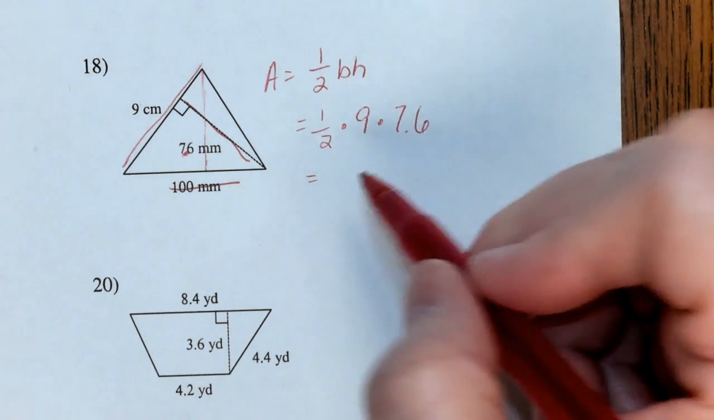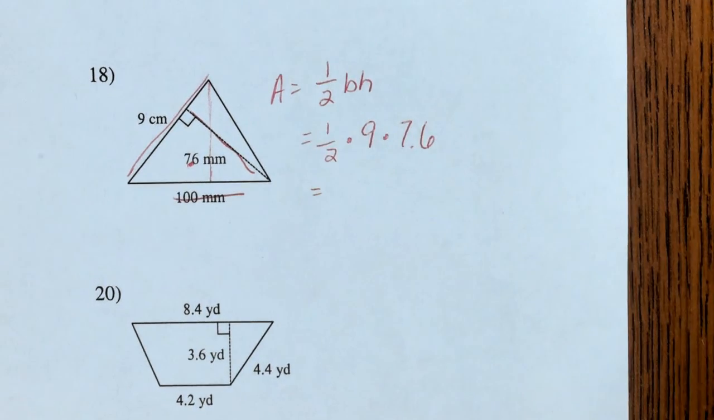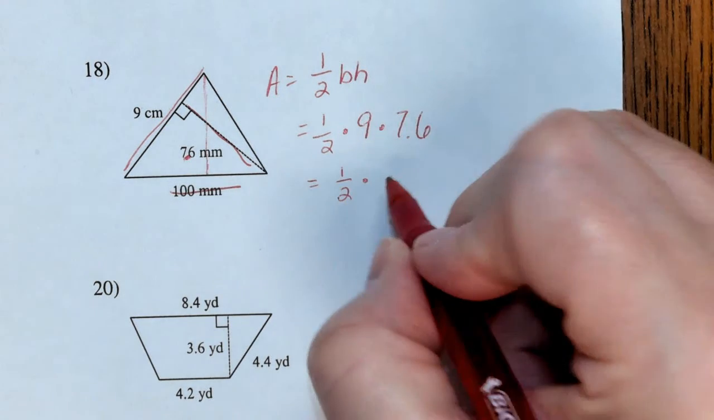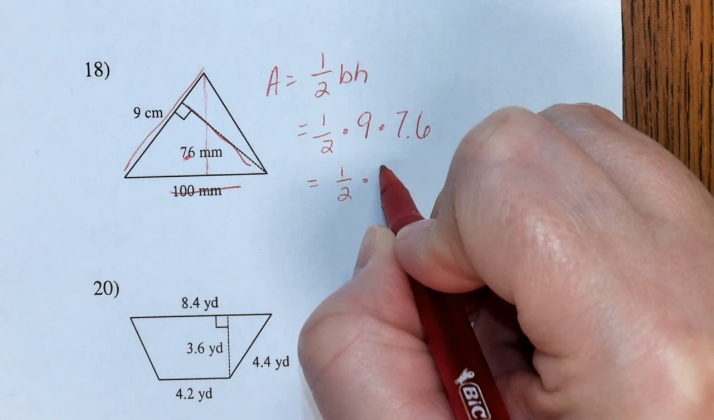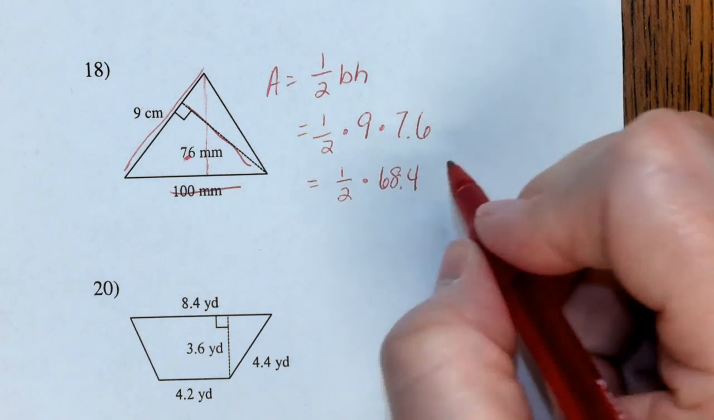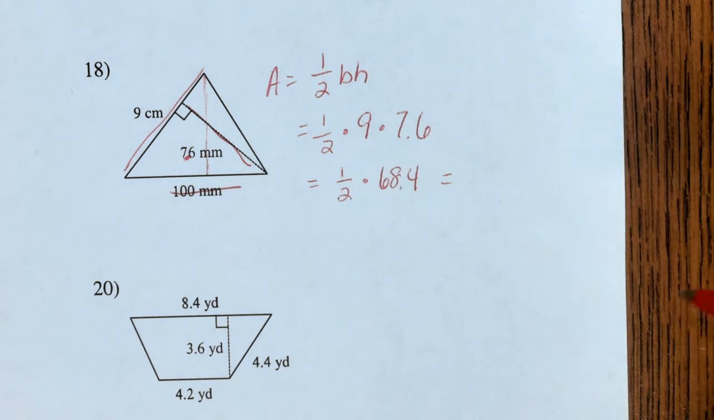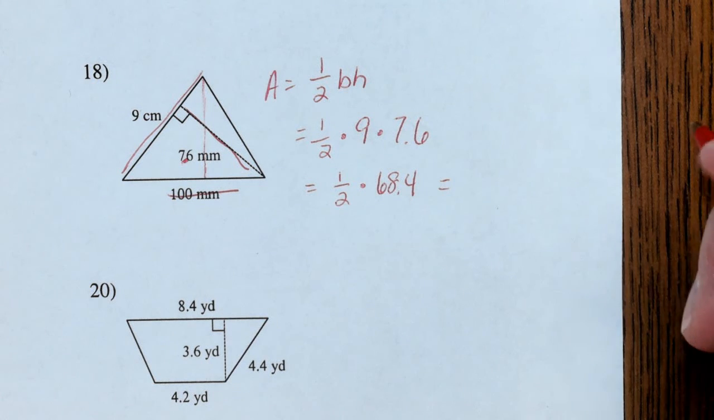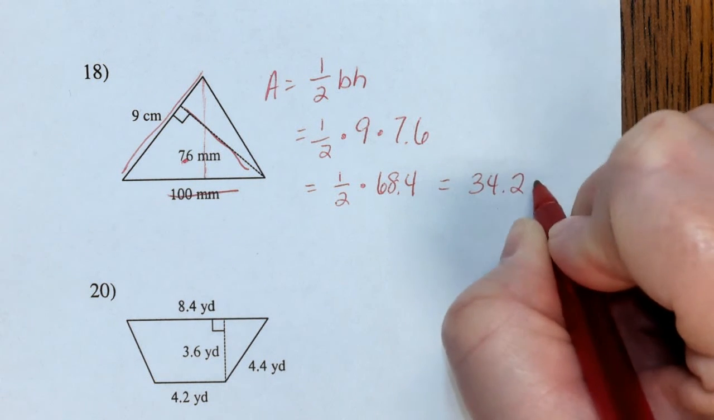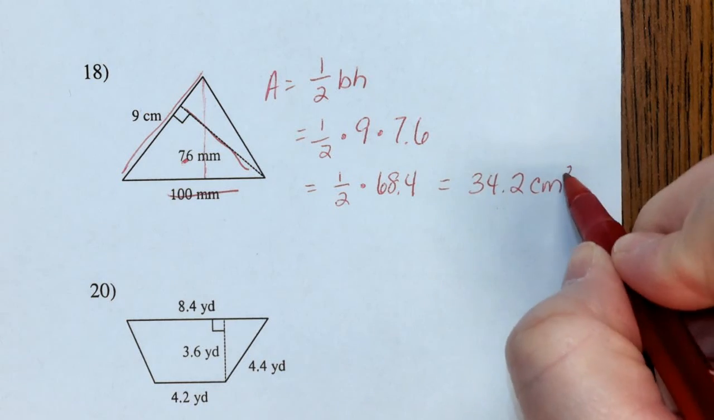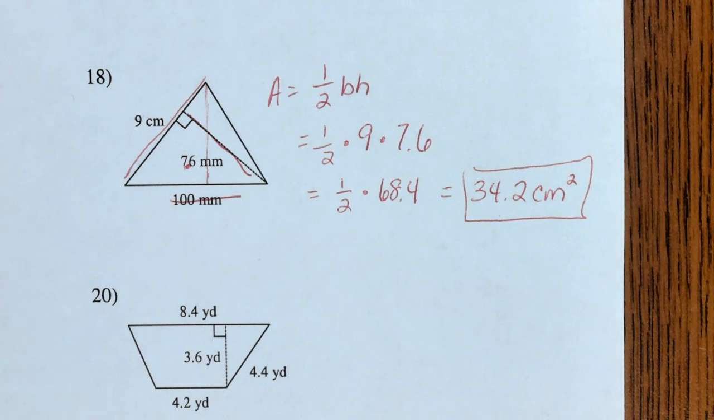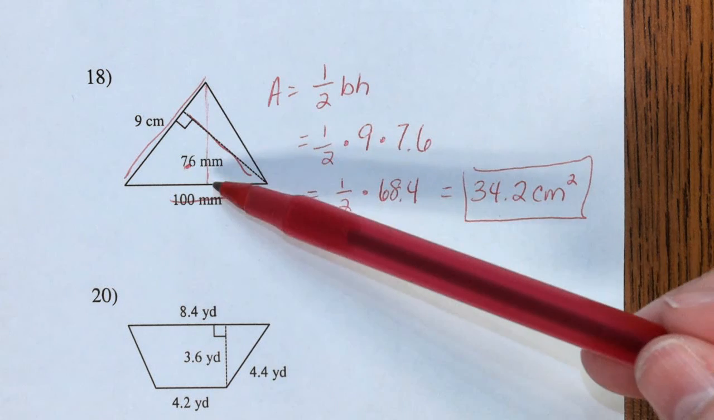Okay, so what's 9 times 7.6? 68.4. Okay, and then we do half of that, so we divide that by 2. Okay, and we had converted to centimeters, so that's centimeters squared.